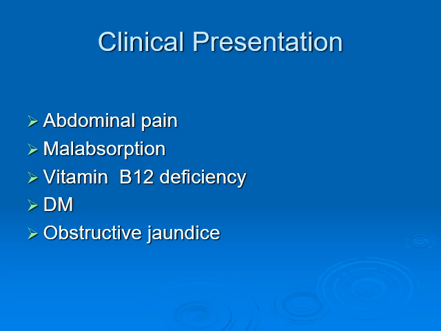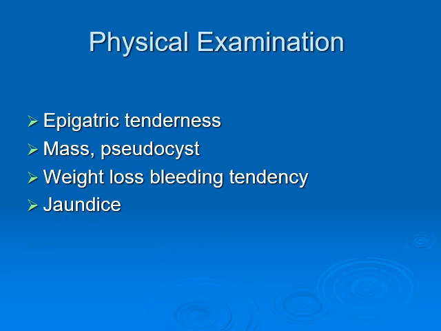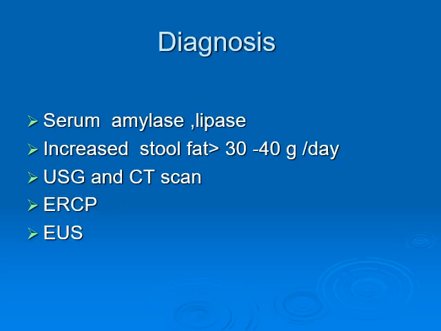Clinical presentation: abdominal pain, malabsorption, vitamin B12 deficiency, diabetes mellitus, and obstructions. Physical examination, you find epigastric tenderness, you may have a mass or cyst in the epigastrium, weight loss, and bleeding tendency with jaundice. Diagnosis, you ask for serum amylase and lipase, and if the patient is beyond 72 hours or 3 days, you ask for urinary amylase.